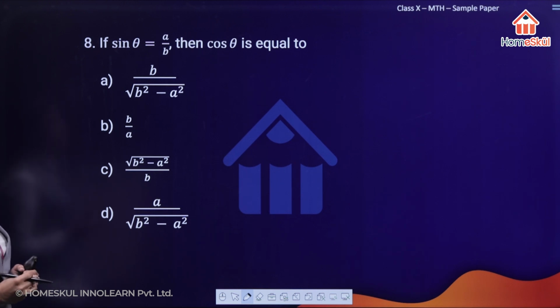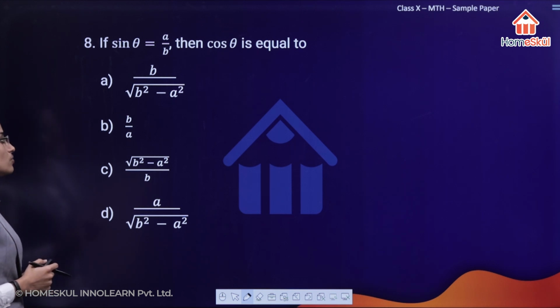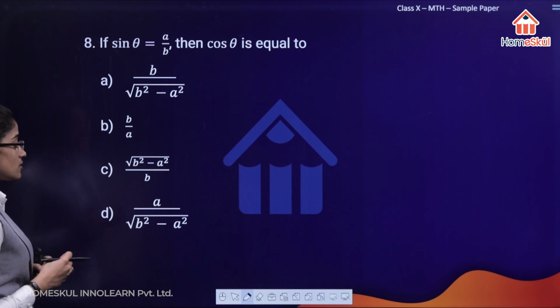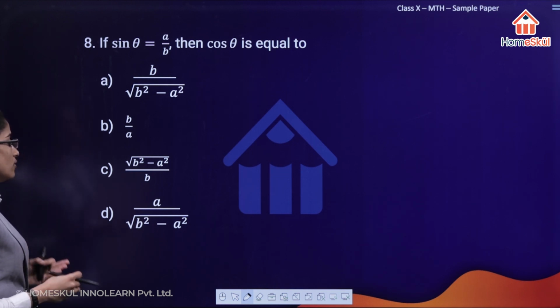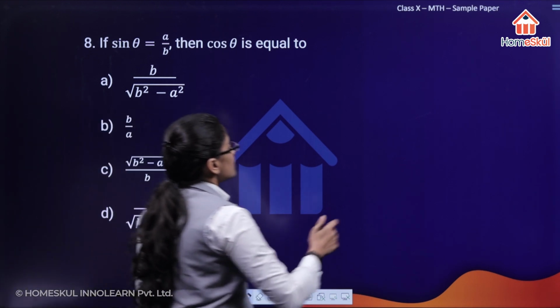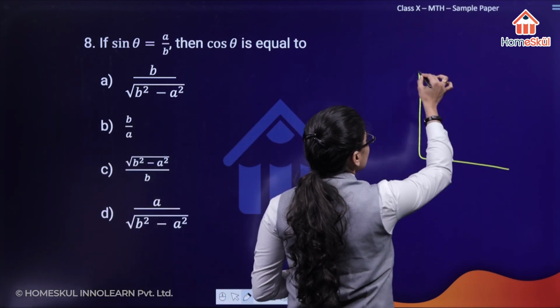If sin theta is equal to A by B, then cos theta is equal to, the options are: option A, B by root of B square minus A square. Option B, B by A. Option C, root of B square minus A square by B. Option D, A by root of B square minus A square. Okay. So, let's have a rough diagram over here.